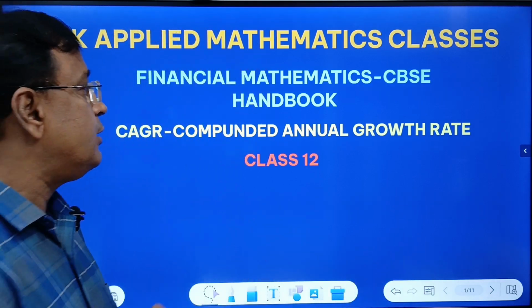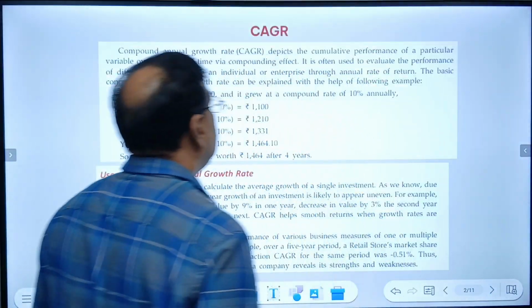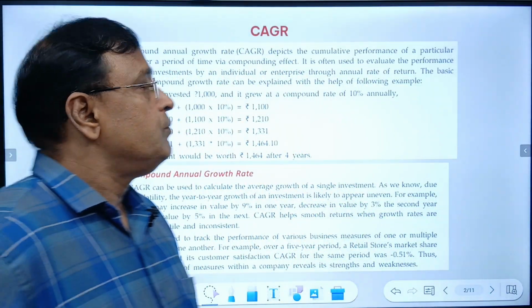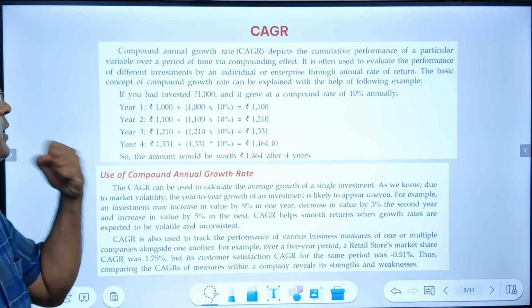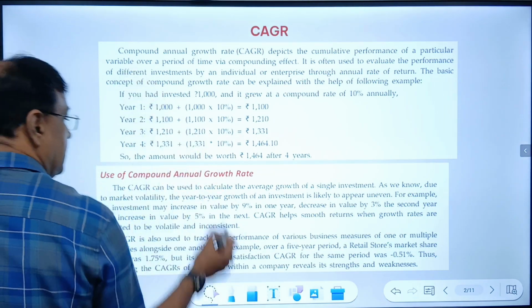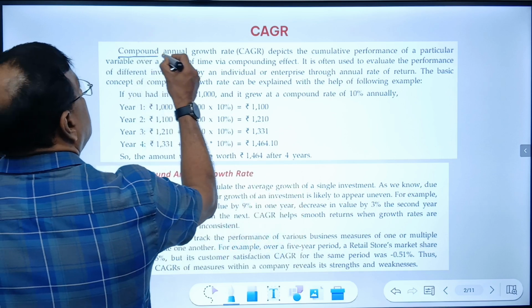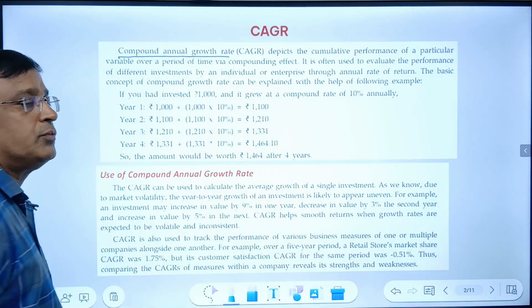So let us straight away get into this topic. Now, what is the meaning of CAGR, otherwise called compounded annual growth rate? The very word itself is very clear. It's called compounded annual growth rate.